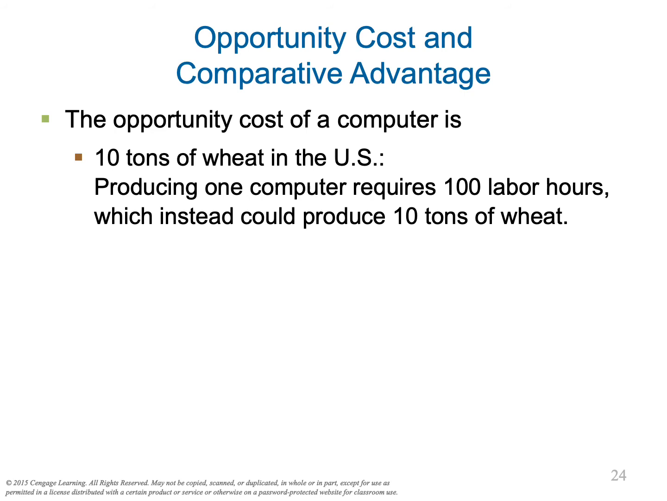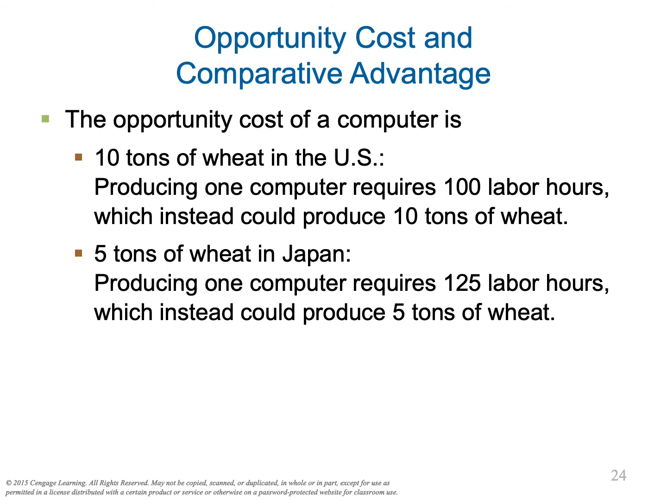In the U.S., it takes 10 hours to create a ton of wheat and 100 labor hours to create a computer. So instead of producing one computer, the U.S. could take that 100 hours of labor and produce 10 tons of wheat, since it takes 10 hours to produce 1 ton of wheat. So 100 labor hours would produce 10 tons of wheat. In other words, the U.S. has to give up producing 10 tons of wheat if it wants to make a computer. So the opportunity cost of one computer is 10 tons of wheat.